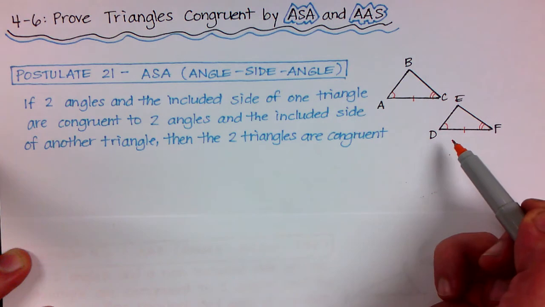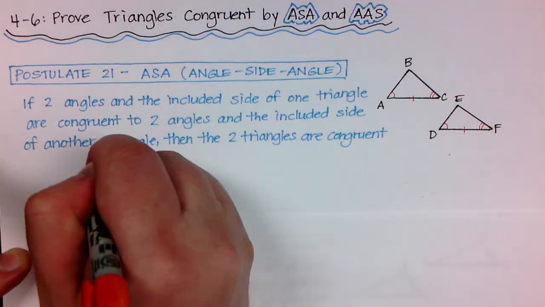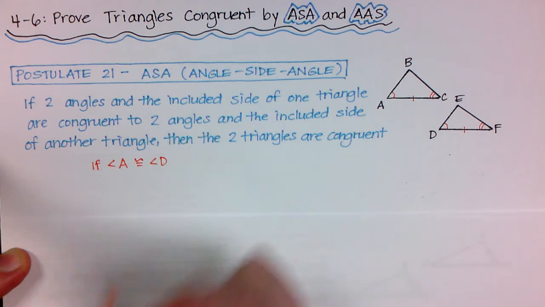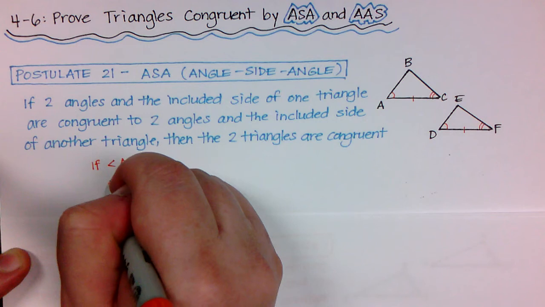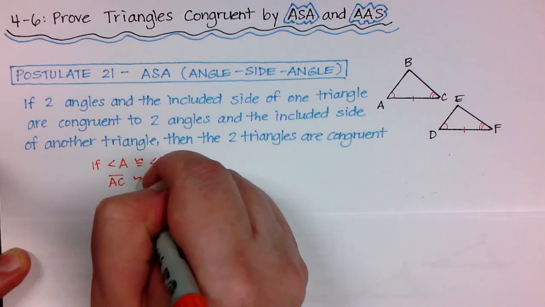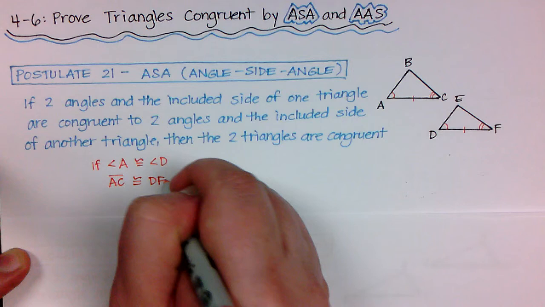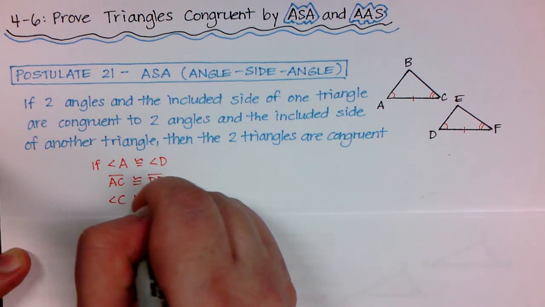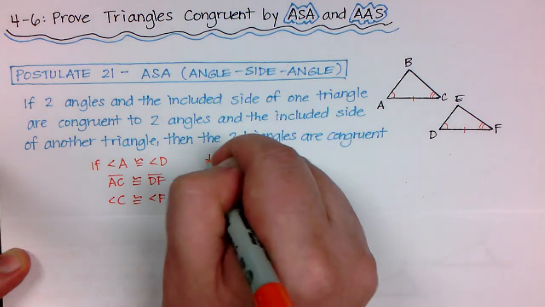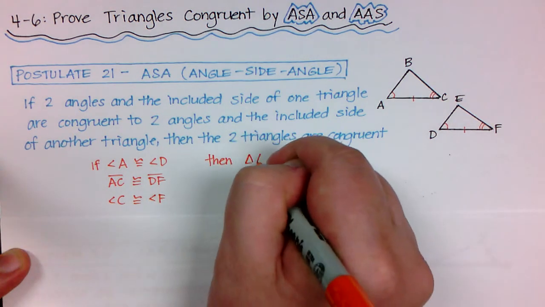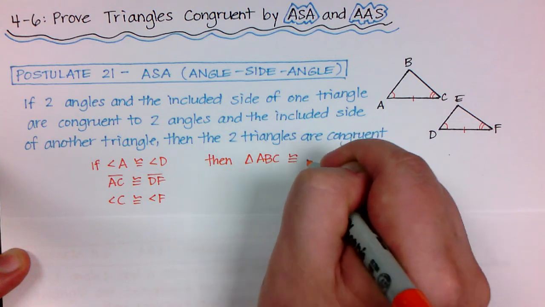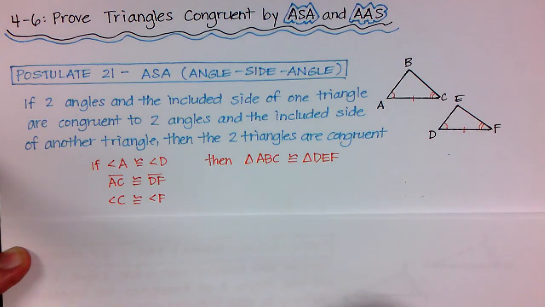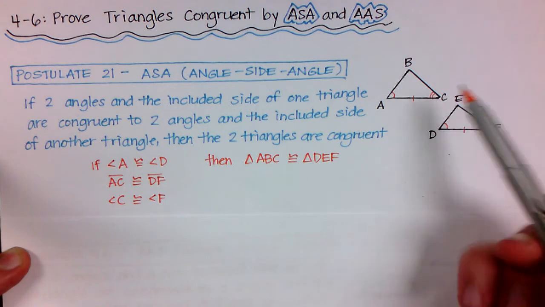So talking in these two diagrams, really if angle A is congruent to angle D, and if AC is congruent to DF, this is the included side, and if angle C is congruent to angle F, then I have enough to prove that triangle ABC is congruent to triangle DEF. Okay, so this is ASA, angle, side, angle.